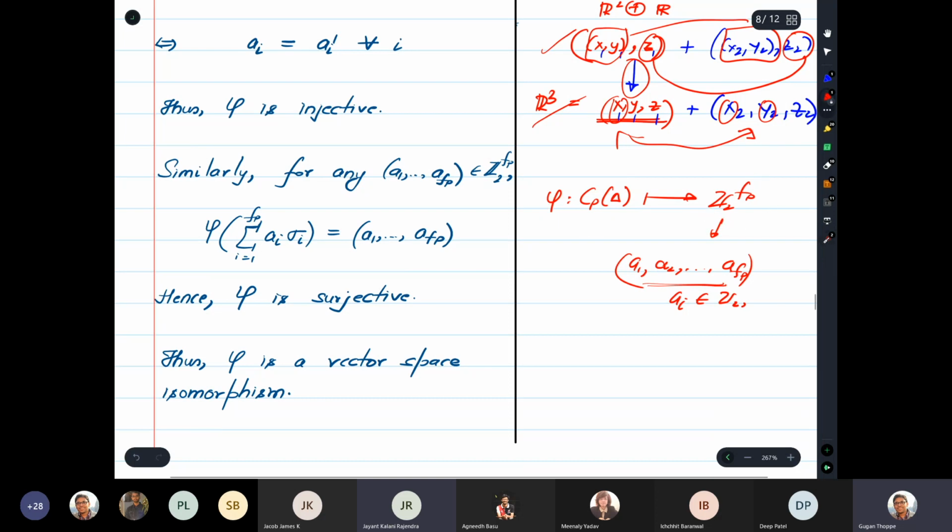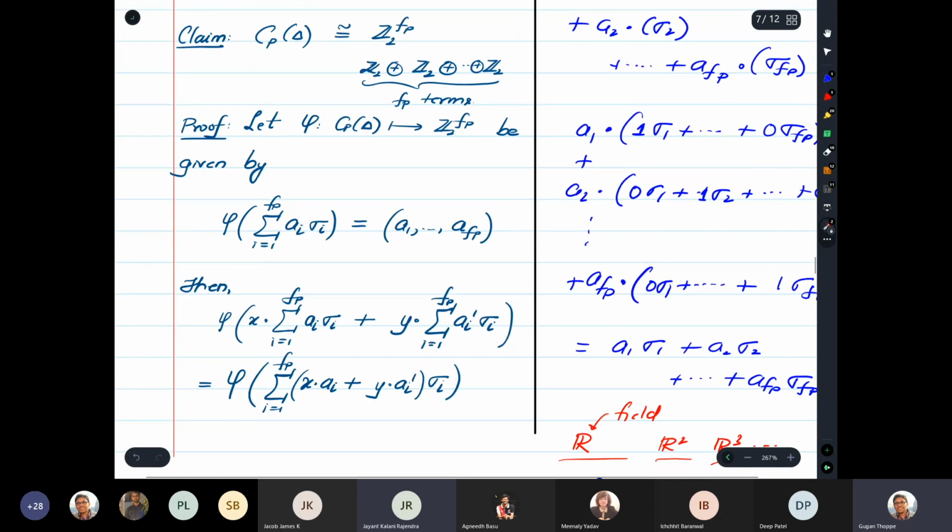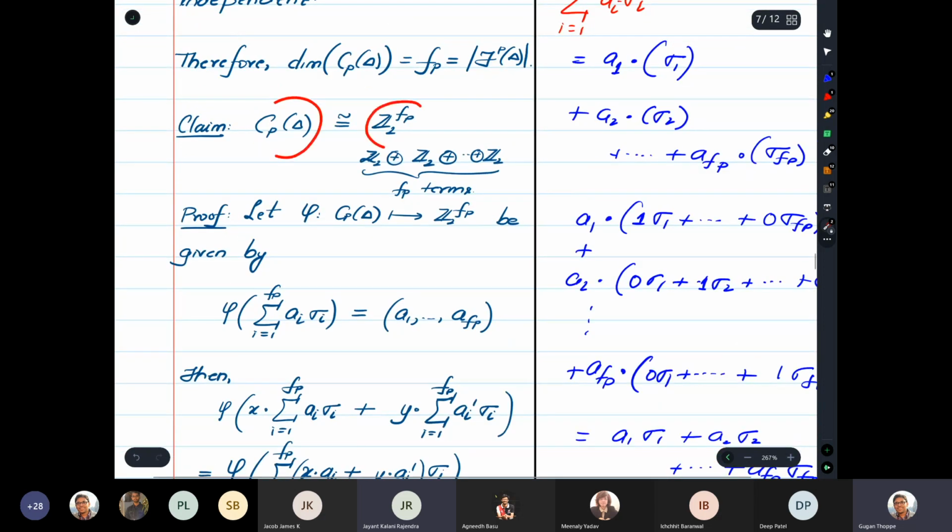Well, it is trivially true because I just pick this linear combination, the sum of a_i sigma_i. This is a p-chain, and if I apply phi to this, the output will be this vector, because this is how we have trivially defined this phi function. So in this sense you can check that this phi is a bijection, and it also satisfies the linearity property, and because of this, these two vector spaces are isomorphic to each other.